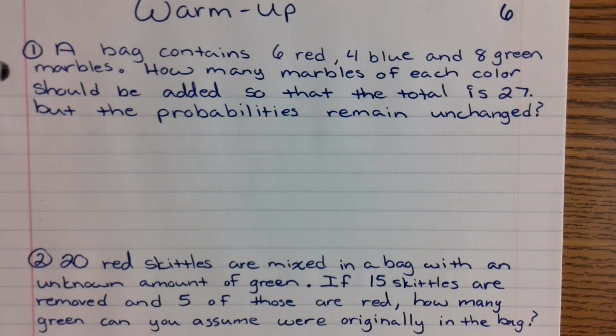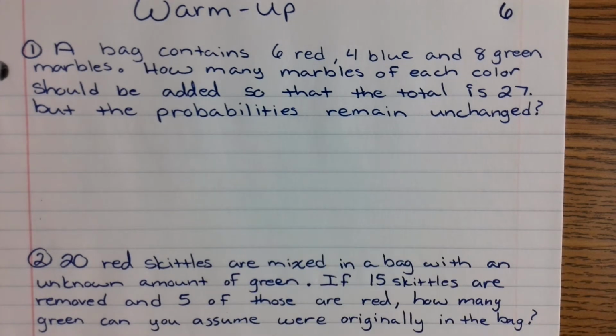How many blue? Elisa? 3. Not 3 blue. Trey? 2. 2 blue. And then how many green should we add in? Eileen? 4. Okay, so it looks like your table got it all together. So let's go over how you would do that.